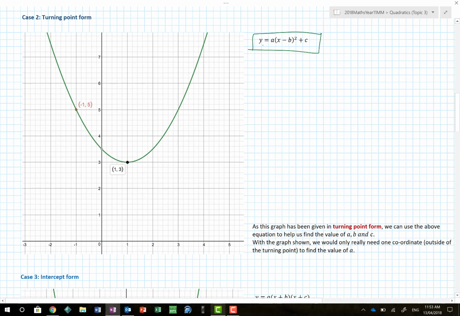and in which case we need to remember that turning point form has that general equation. Y is given by A, which is a dilation, right? B, which is a translation in a horizontal sense, and C, which is a vertical translation.